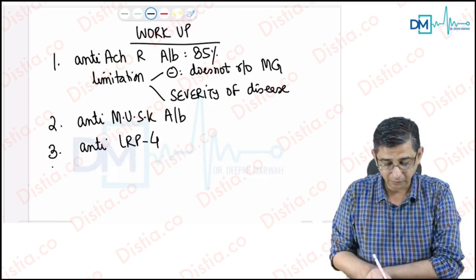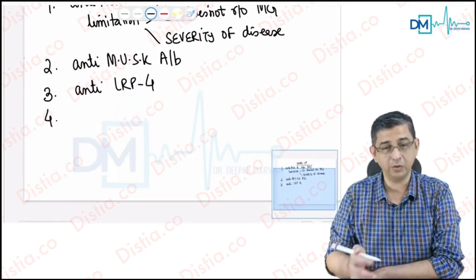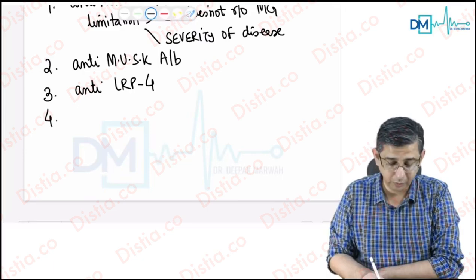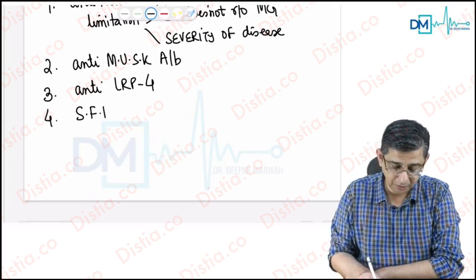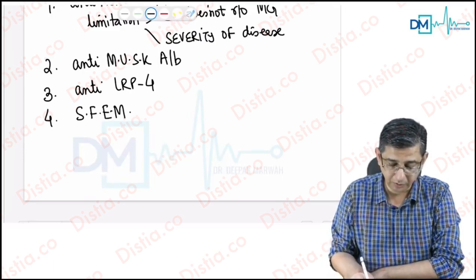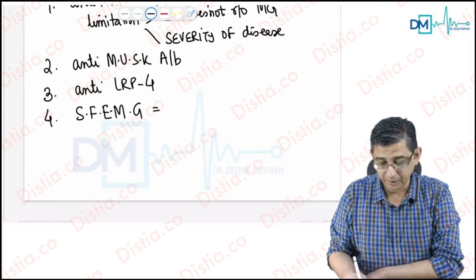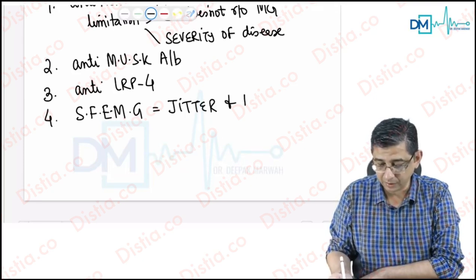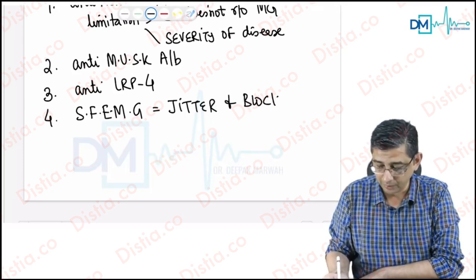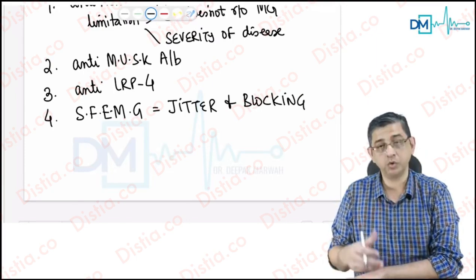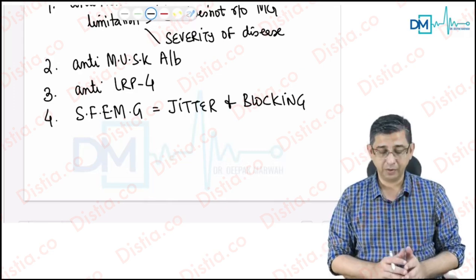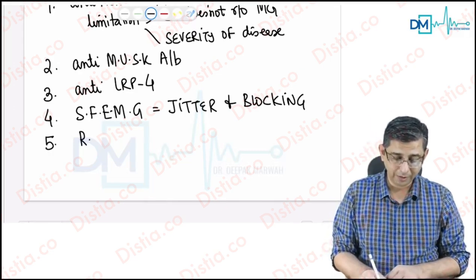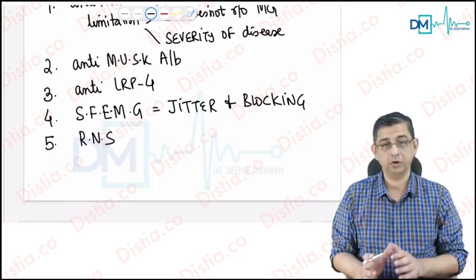So once we have done these tests, we are sure about our diagnosis, but we need to be more sure. So for confirmation, what will we do? That would be called SFEMG, that is single fiber electromyography. The findings in this case would be referred to as a jitter and blocking, which simply means the amplitude of contraction will not be as substantial as it should be in normal muscle performance. Single fiber electromyography kit is a little expensive and may not be available in most government hospitals.